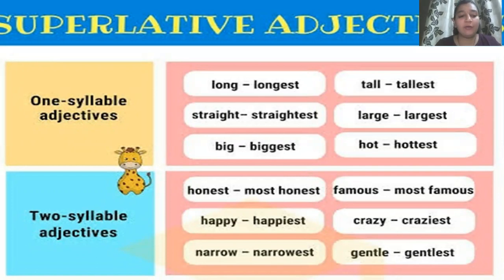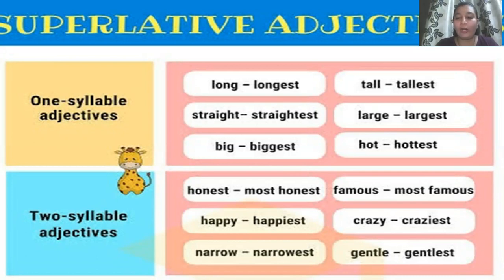So if the words are of one syllable or two syllables, then we can add suffix est along with it. As you can see, long will become longest, straight, straightest, big, biggest. Similarly, for two syllable adjectives, the words which are ending with y, we can add suffix iest along with them by removing the y at the end and adding iest. But if they are not ending with y, then we have to add word most or least before it.